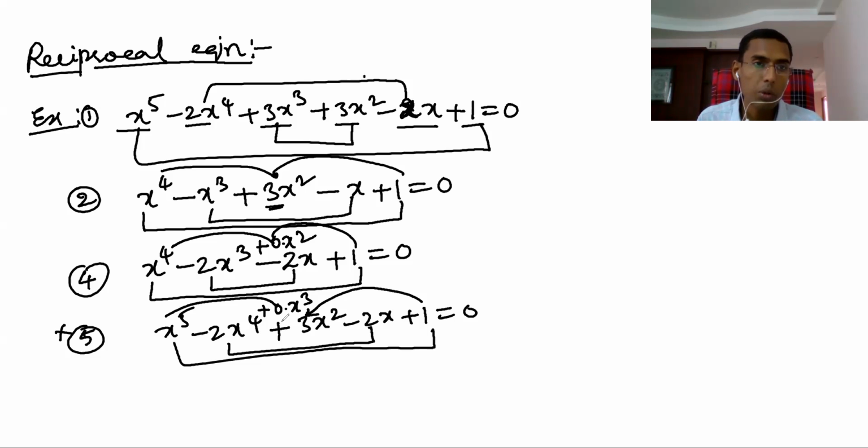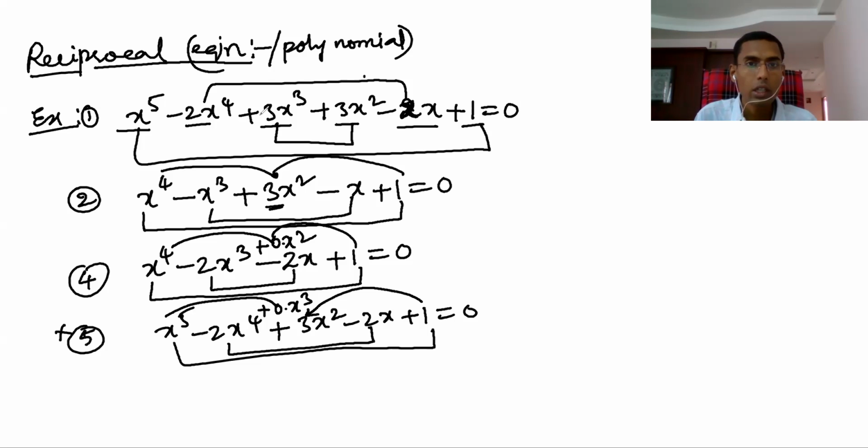Okay, right. Now here we have two things. One is reciprocal equation, another is reciprocal polynomial. What is this reciprocal polynomial? Obviously you know. Now if you remove this 0, then this becomes a reciprocal polynomial. But what is the nature of this reciprocal polynomial?